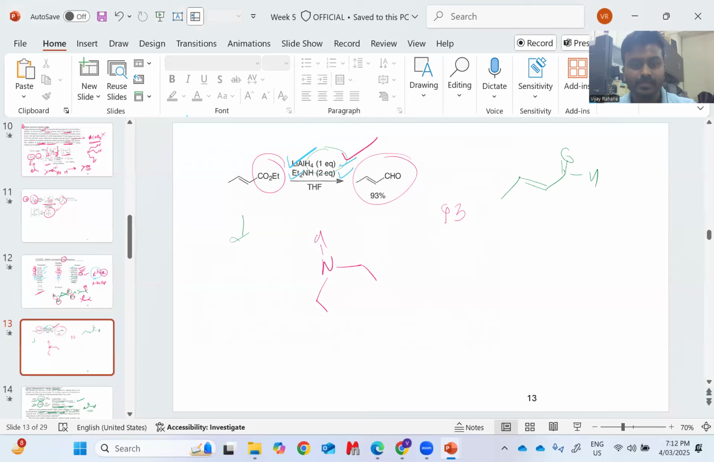So if we have H2 nickel, it reduces the, or the reduction of, aromatic compounds.